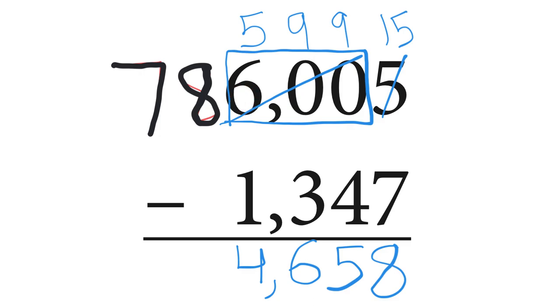Okay? If that would have been a 0, like maybe like this, then my box would have kept going until I would have gotten a number that wasn't 0. So one of the things that we have to be really careful about is stopping at a number that isn't 0 when you're doing your box strategy for borrowing from zeros.